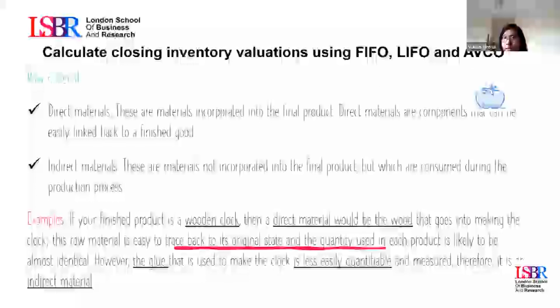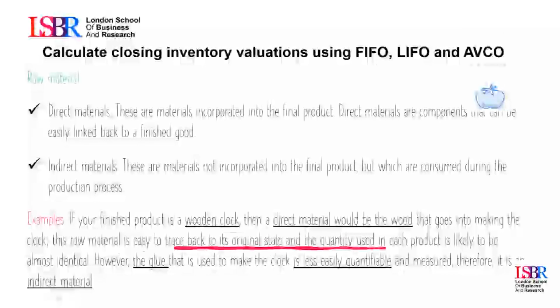because it is included in the process to create a table, but it's not easy to identify, or we cannot say, okay, we need to use three times this machine, or we need this amount of use of this machine. So we cannot identify indirect materials, but indirect materials are included in the cost of the final product. One of the examples is, think about a wooden clock. Then a direct material would be the wood, because it's the principal material. But what happens with the glue? The glue is less easily quantifiable. So it could be an indirect material.